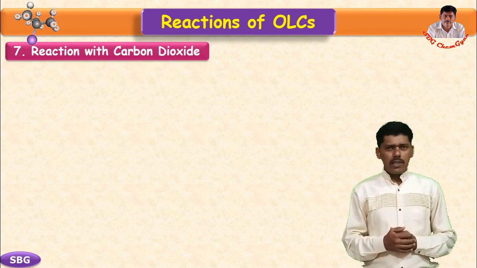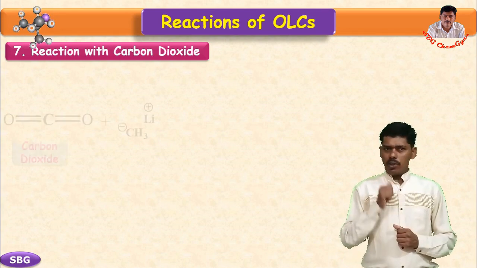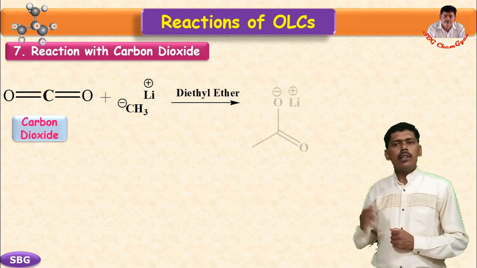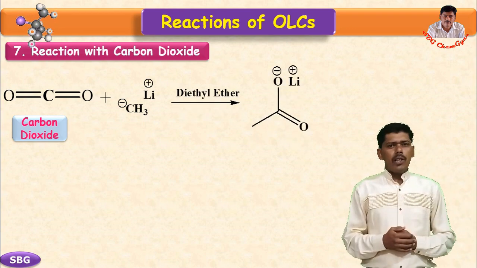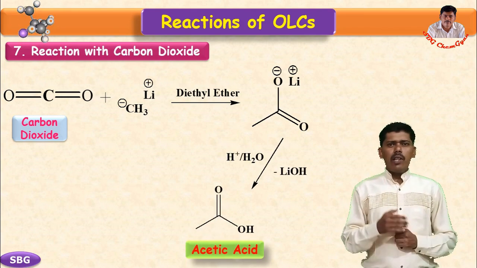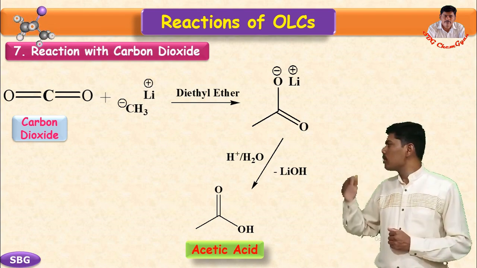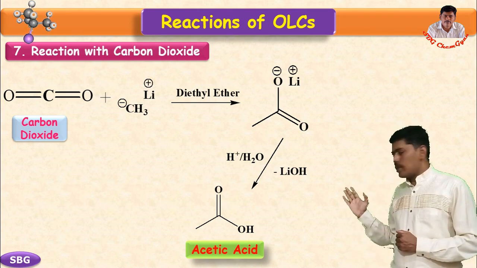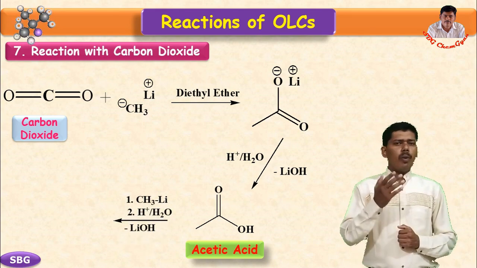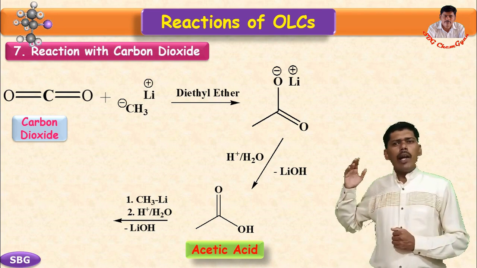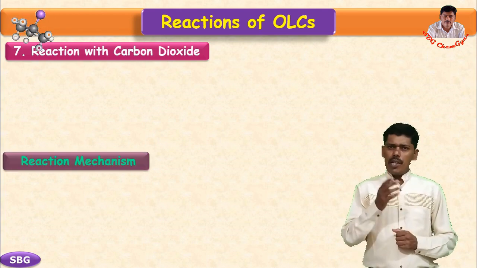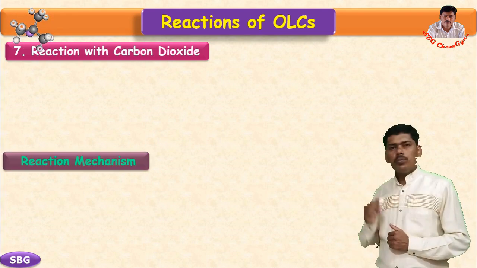Now we study the next reaction, methyl lithium with carbon dioxide. When carbon dioxide reacts with methyl lithium in diethyl ether, it gives an intermediate complex ion, which on acid hydrolysis in presence of dilute hydrochloric acid or dilute sulfuric acid gives acetic acid. If we use another molecule of methyl lithium in diethyl ether followed by acid hydrolysis, we get our final product, tertiary alcohol. Now we study the reaction mechanism of this reaction stepwise here.